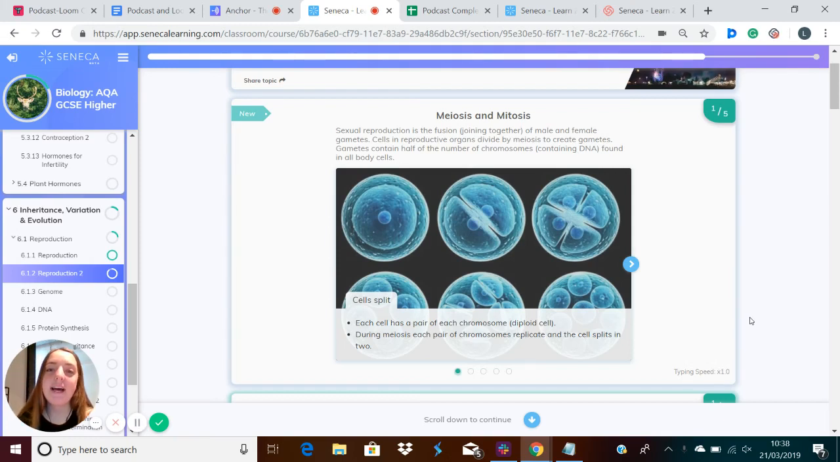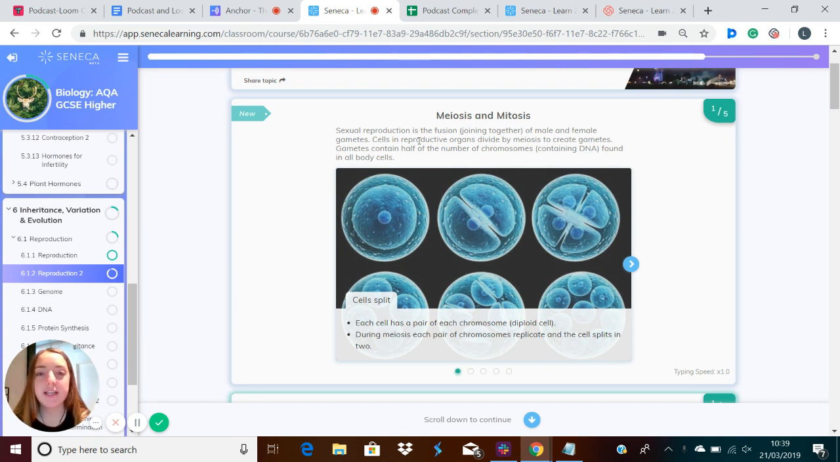We're going to take a look at meiosis and mitosis and the advantages and disadvantages of both of these methods of reproduction. So if you can remember, sexual reproduction involves meiosis, which is the production of 4 genetically non-identical daughter cells, whereas mitosis is used in asexual reproduction and results in the production of 2 genetically identical cells.